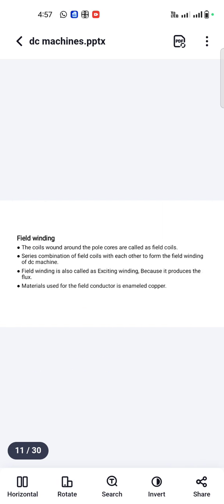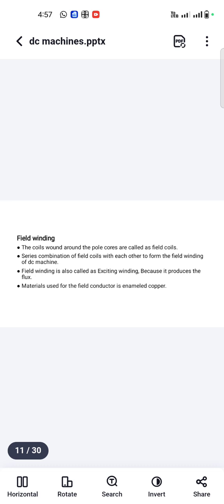What is that? Field winding. What is field winding? It's the coil of insulated copper wire wound around the pole core of a DC machine. That means the coil that produces a magnetic field when current flows through it. It is placed on the stationary part, not the rotating part, and is made of copper wire with insulation.